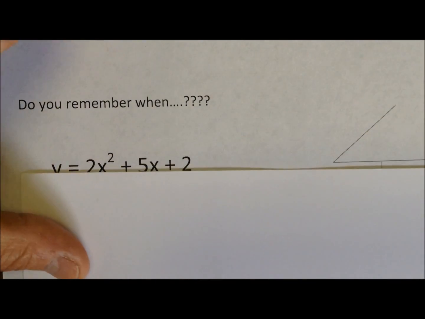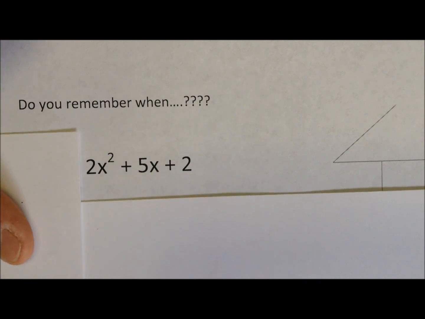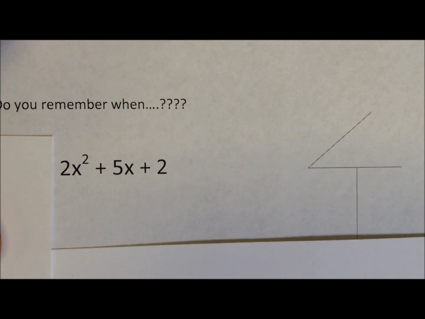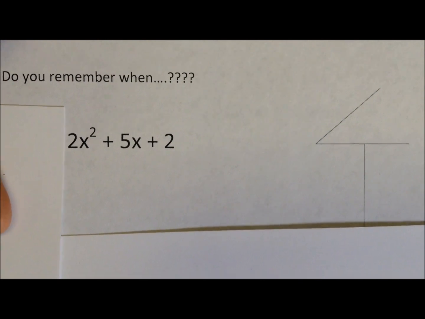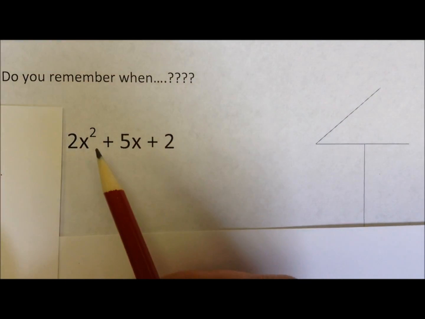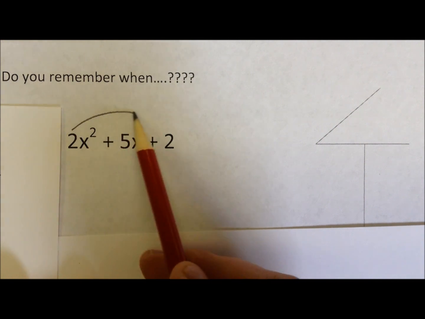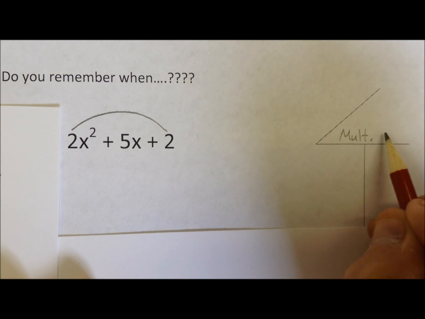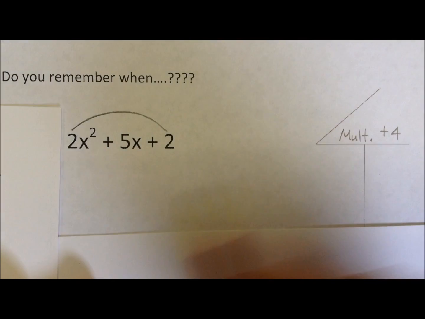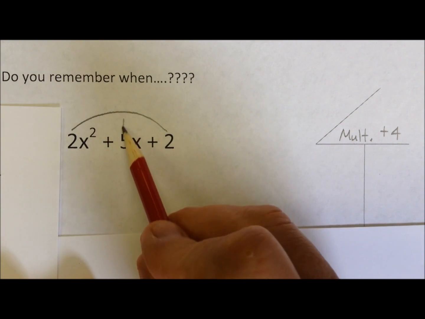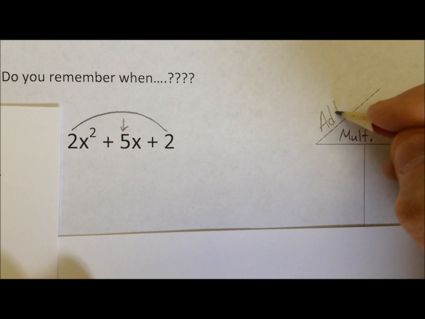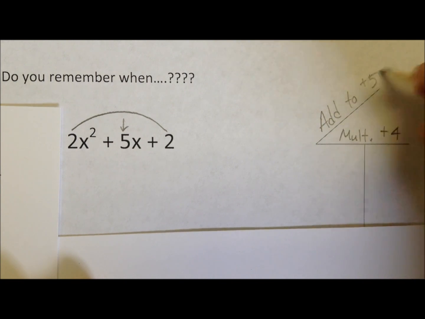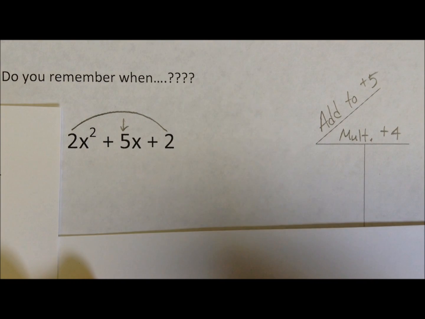Let's play Do You Remember When again. Do you remember when you were asked to factor trinomials? I hope so. So we used the factoring by grouping method. We multiplied a times c, 2 times 2, and said we want a number that multiplies to 4, positive 4. And then we looked at this middle term right here and said, okay, but we also wanted to add to 5, positive 5.